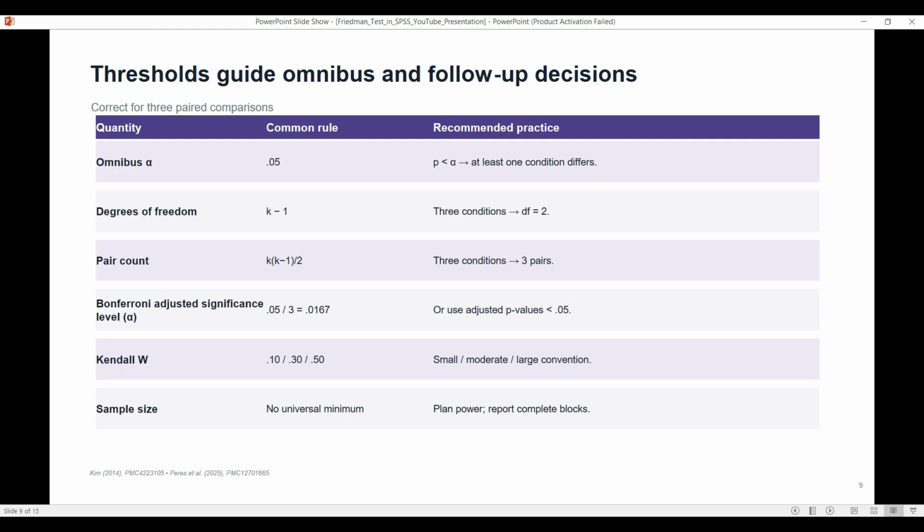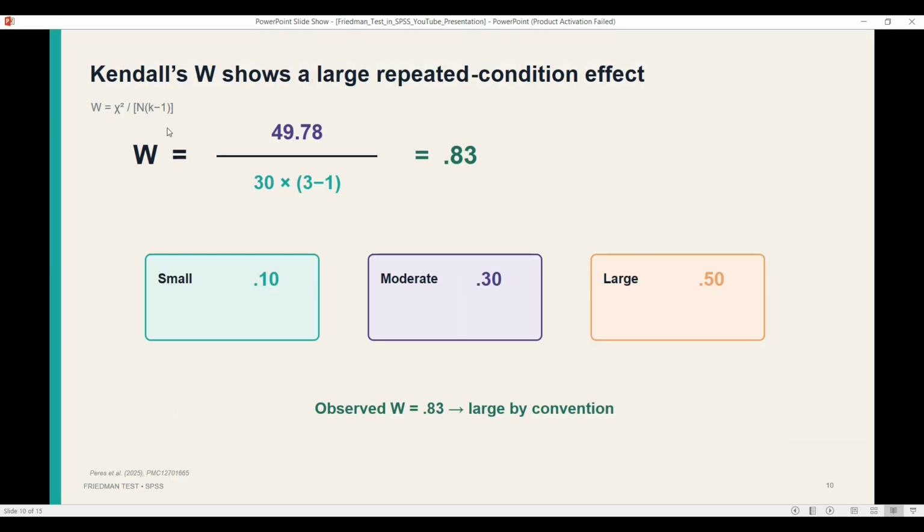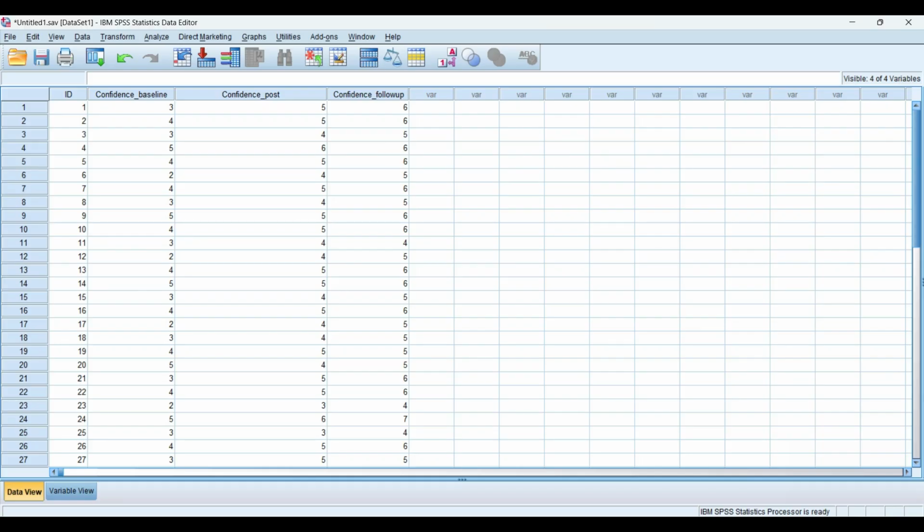Next, we will calculate the Kendall W power by formula, and we will see if there is a small improvement, moderate improvement, or large improvement, and the sample size. This is basically the Kendall W power formula where we calculate small, moderate, or large improvement. So we will come back to our data set and perform the analysis in SPSS.